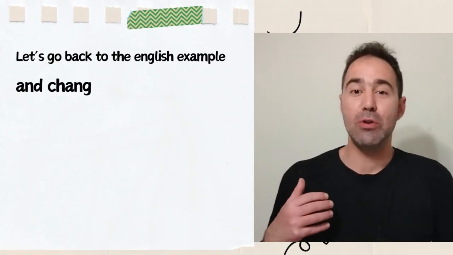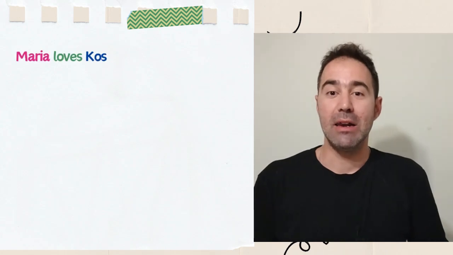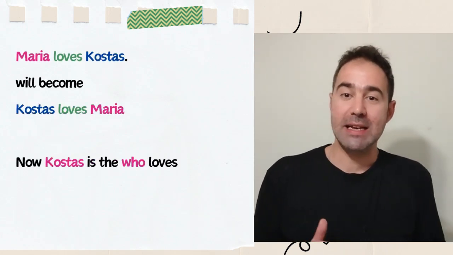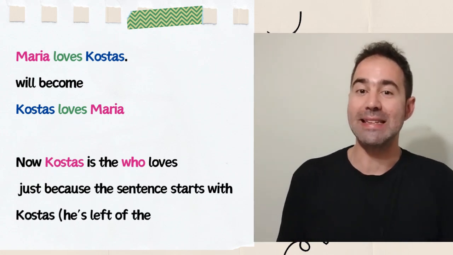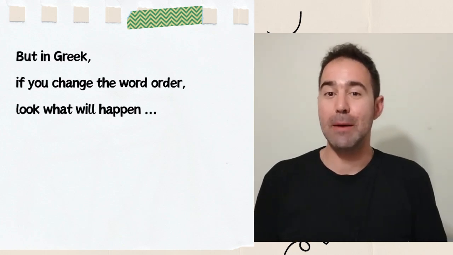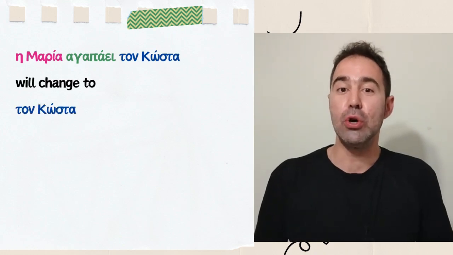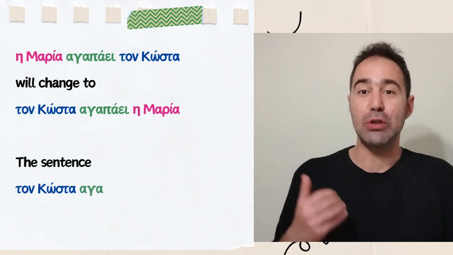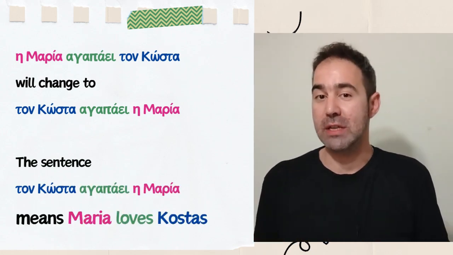Okay, now let's go back to the English example and change the word order. Maria loves Kostas will become Kostas loves Maria. Now Kostas is the who loves just because the sentence starts with Kostas. He's left of the verb. But in Greek, if you change the word order, look what will happen. Η Μαρία αγαπάει τον Κώστα will change to τον Κώστα αγαπάει η Μαρία. The sentence τον Κώστα αγαπάει η Μαρία means Maria loves Kostas.